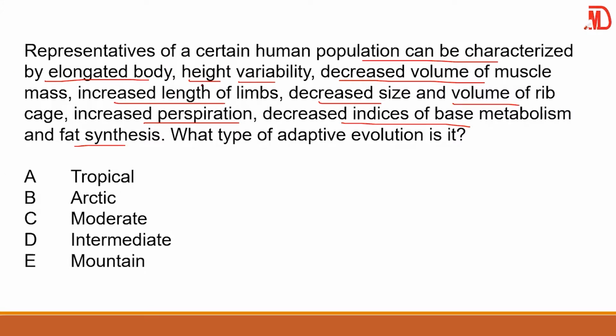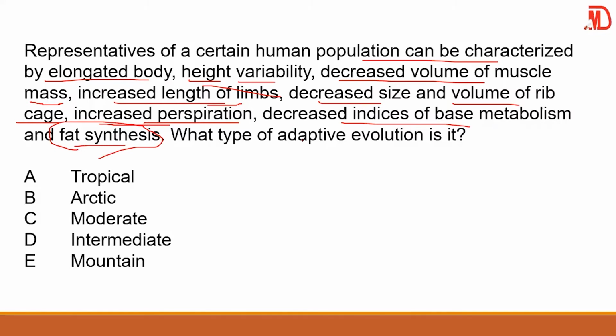Elongated body, height variety, decreased volume of muscle mass. She knows what I'm talking about. Increased length of the limbs. Decreased fat. Which part of the body is fat? Decreased size and volume of the rib cage. Increase in perspiration. Decrease in basal metabolic rate and fat synthesis. They don't even have the fat, so stop talking about fat synthesis. They can't synthesize any fat.